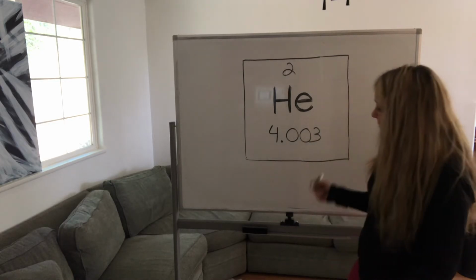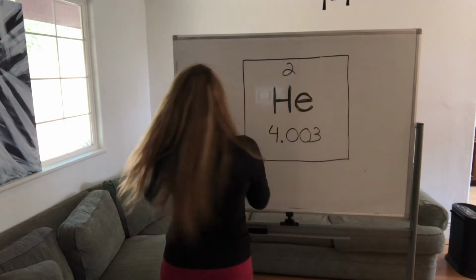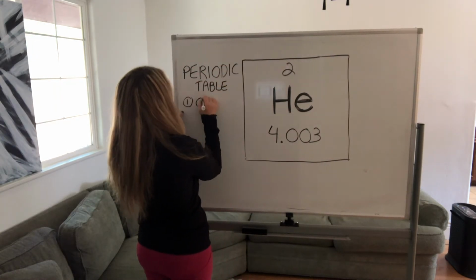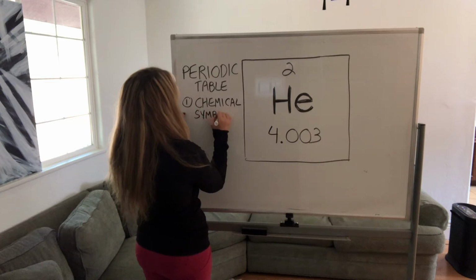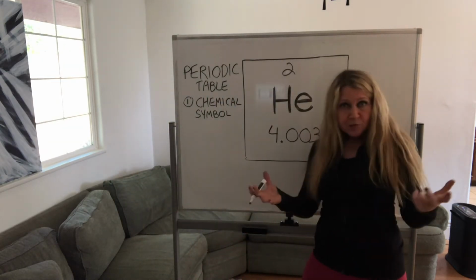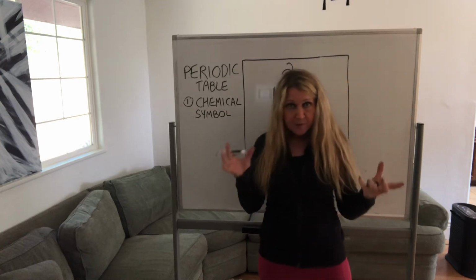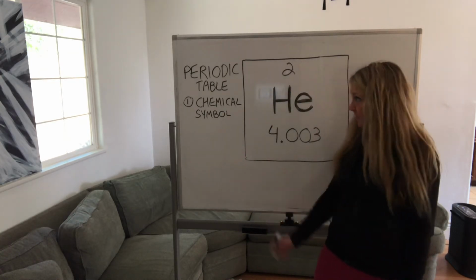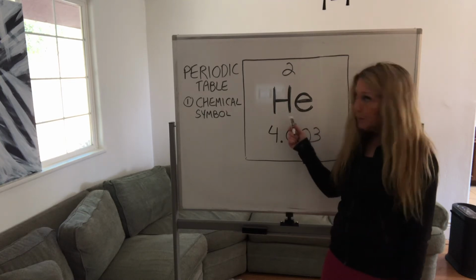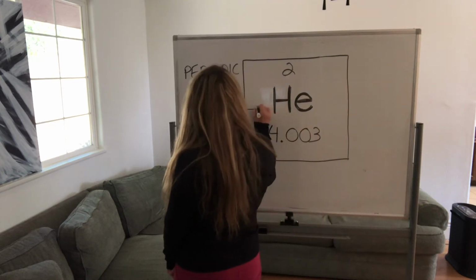So that's the first thing we can tell from the periodic table. The chemical symbol is really the abbreviation for the chemical element, and it doesn't always start with the same letter of the element. In this case it does. So this is helium. That's the chemical symbol. So right here.